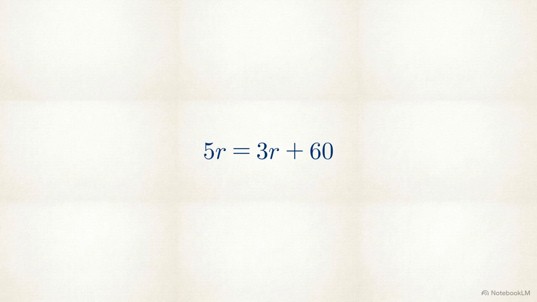Next, we collect our like terms to get R by itself. We do this by subtracting 3R from both sides. 5R minus 3R leaves us with 2R on the left, equal to 60 on the right. Finally, we divide both sides by 2. 60 divided by 2 gives us 30. We now know there are exactly 30 red balls.